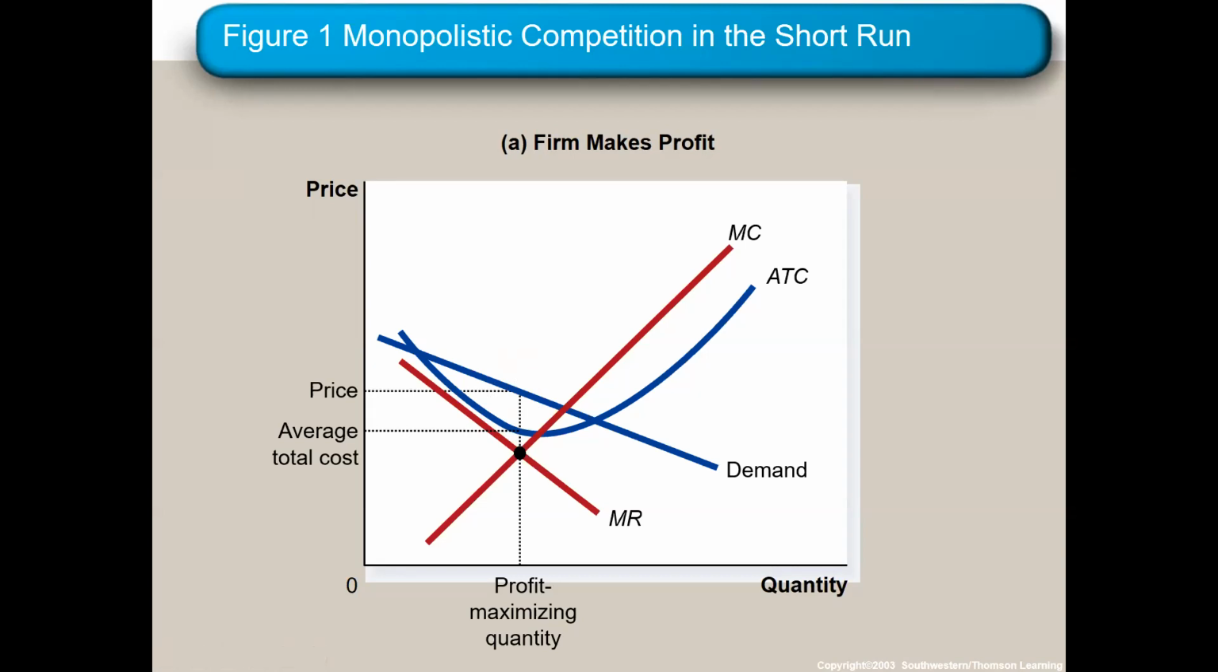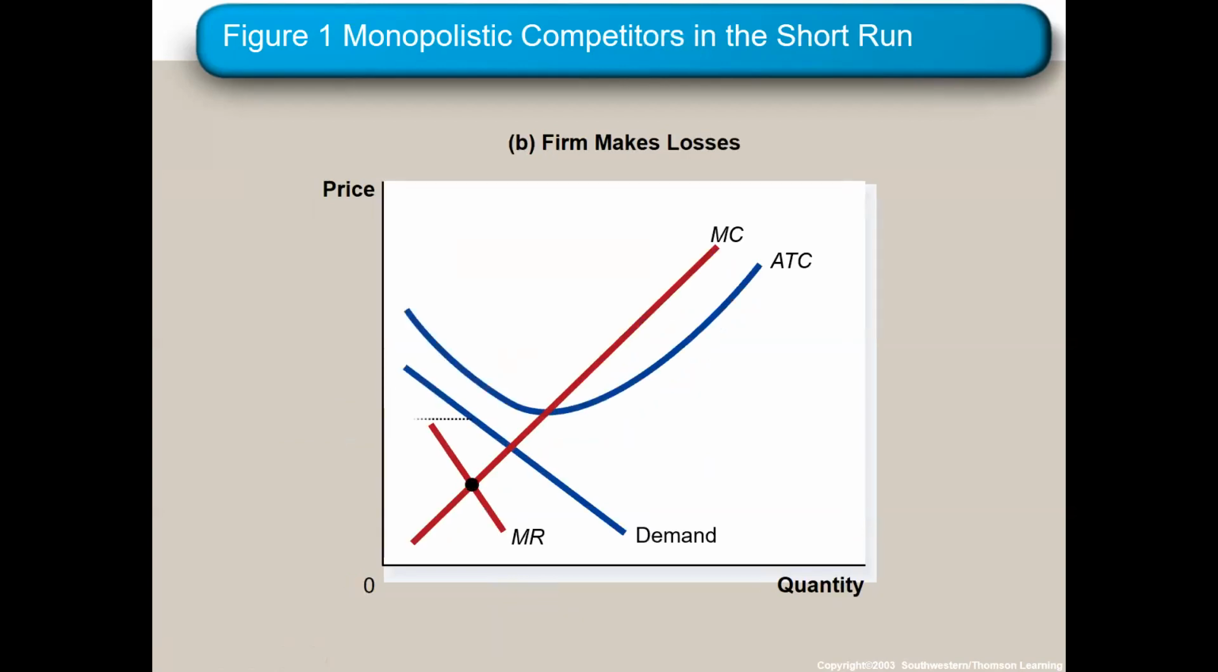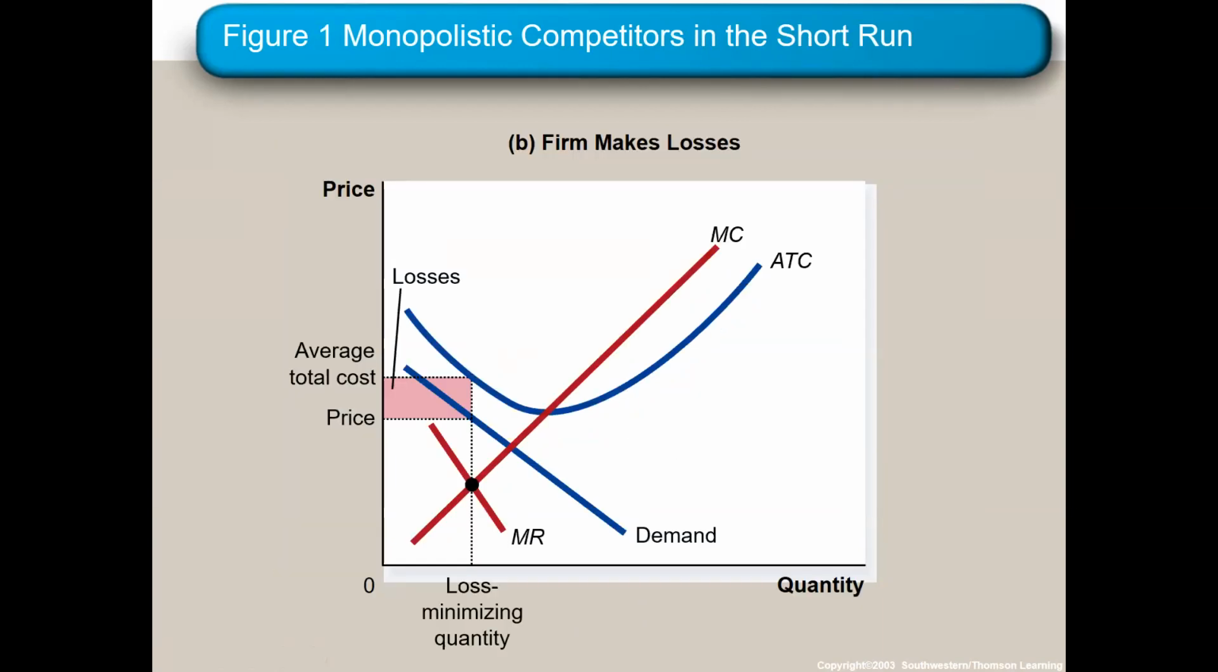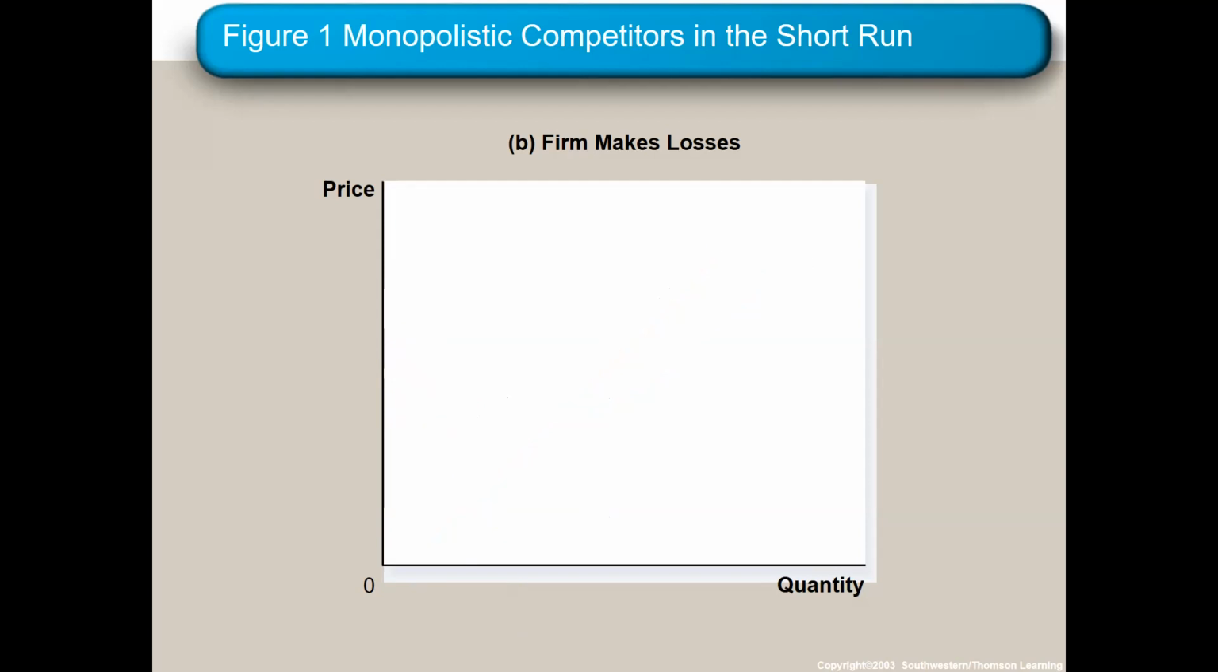Let's see, do I have a loss? There's my profit box. And there's a loss coming up. And there is the ATC above the price. Either one of these is short run. And I'm going to just go back to this one first.